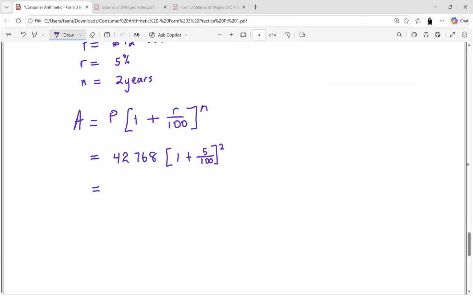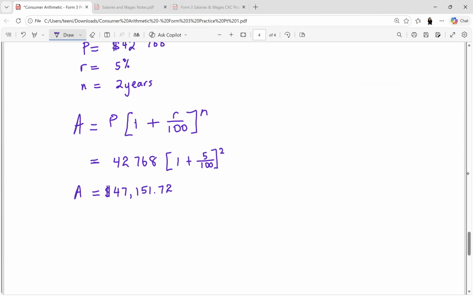So you can type this in directly on your calculator. Here's how you do it. You press 42768, open brackets, 1 plus 5 over 100, close brackets, squared. And you will get a decimal. Well, thankfully, it's 2 decimal places, so you don't even need to round off anything. It'll be $47,151.72. So this is the total amount of money she would receive after 2 years.